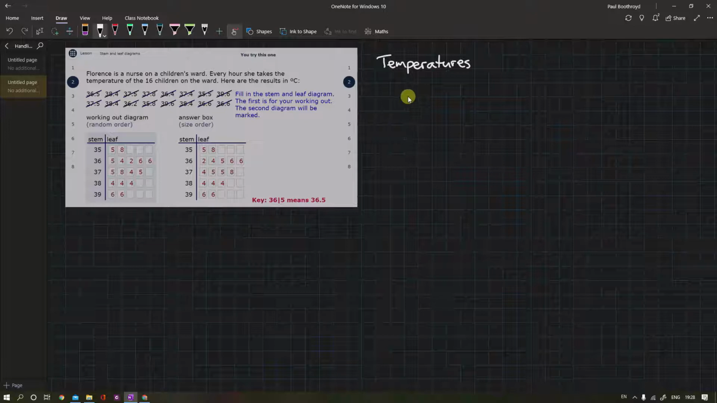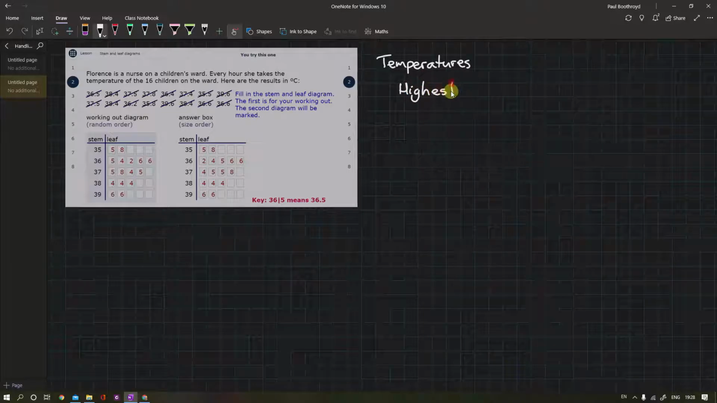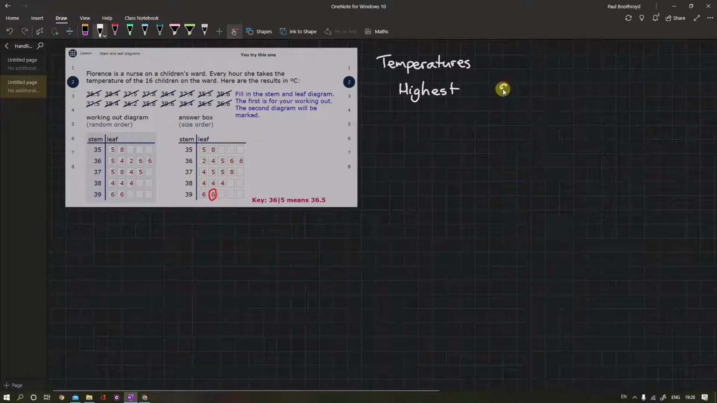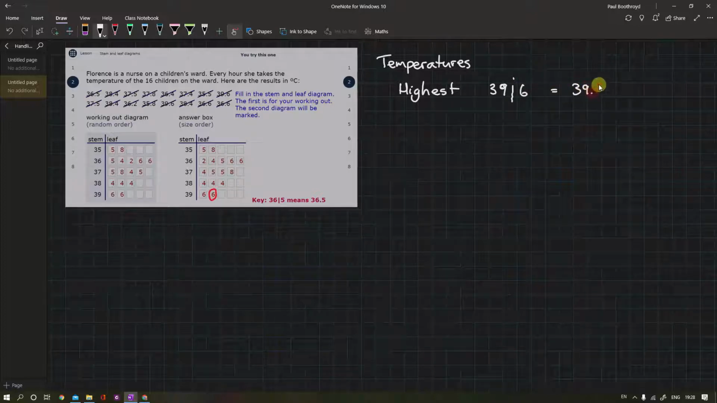So what we can say from this one is, first of all, we can find the largest and the smallest. Highest temperature is in the bottom line. It is from that 6. So our highest temperature is 39. There's a line on 6, which tells me that my highest temperature is 39.6 degrees C.